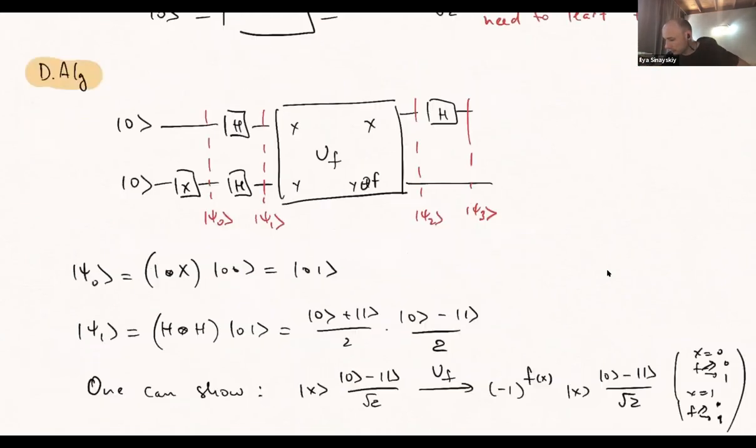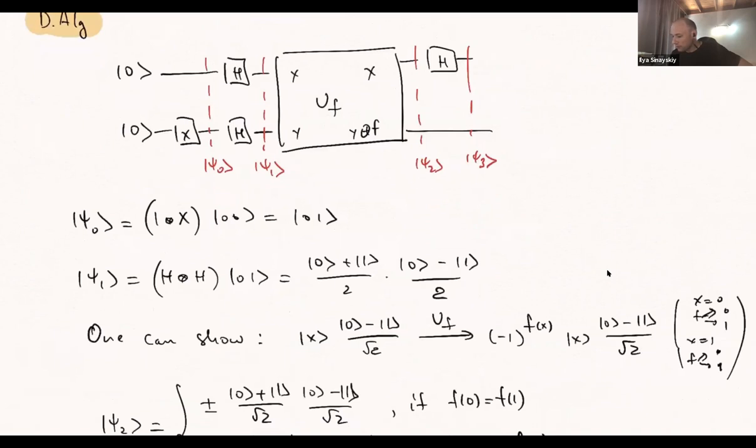Okay, let's see what the functions look like. f0 is the identity on x: on 0, 0 will give us 0, 1. For f1, we now apply Hadamard to this state and to this state, so the first one will be with plus, the second one will be with minus.